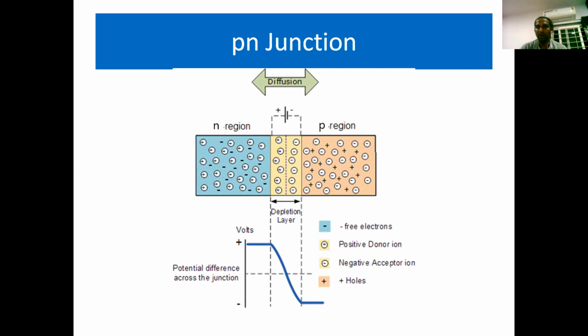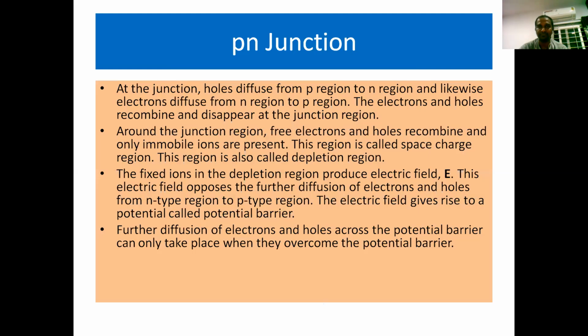With such positive donor ions and negative acceptor ions present in the middle, at the junction, a static electric field will be formed, which is also called a barrier potential. At the junction, initially holes diffuse from p region to n region and likewise electrons diffuse from n region to p region. This process is known as diffusion. Charge carriers are moving from high concentration region to low concentration region. Then the electrons and holes recombine and disappear at the junction region.